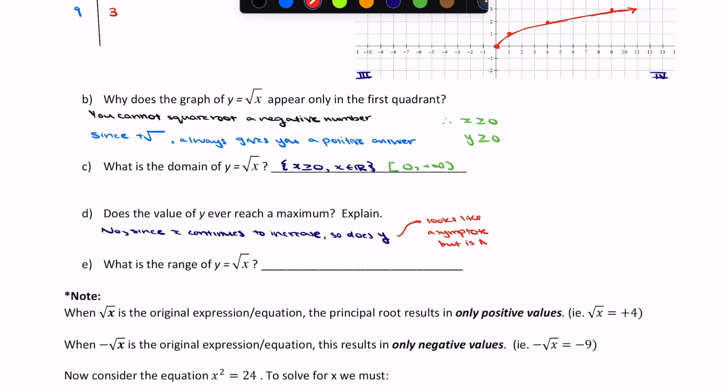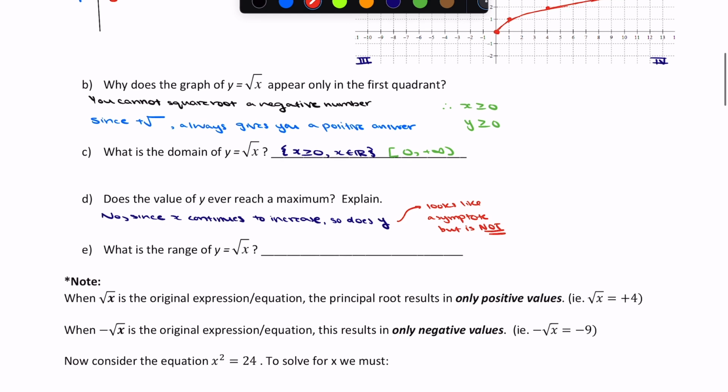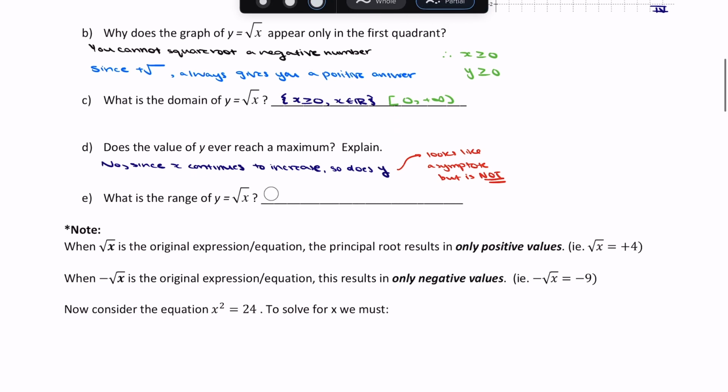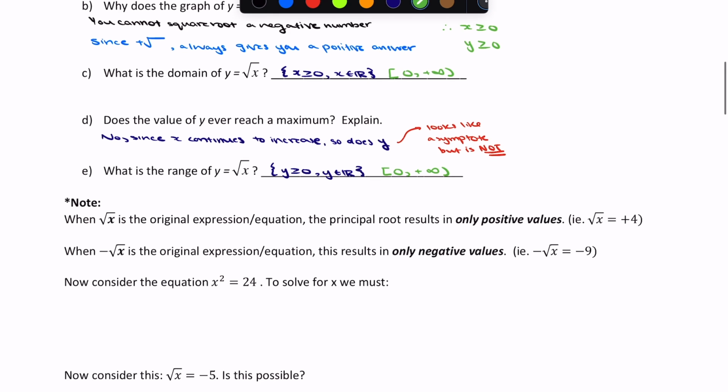And here, look at what is the range of y is equal to square root x. Again, y has to be greater than or equal to 0, and y is an element of real numbers. In interval notation, it'll go from 0 to positive infinity.